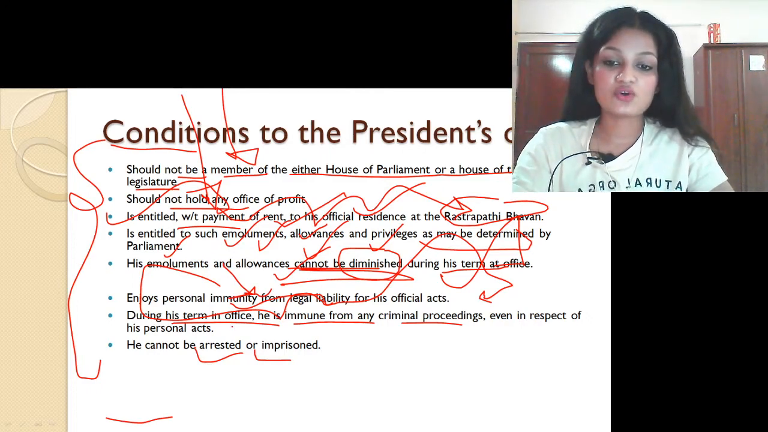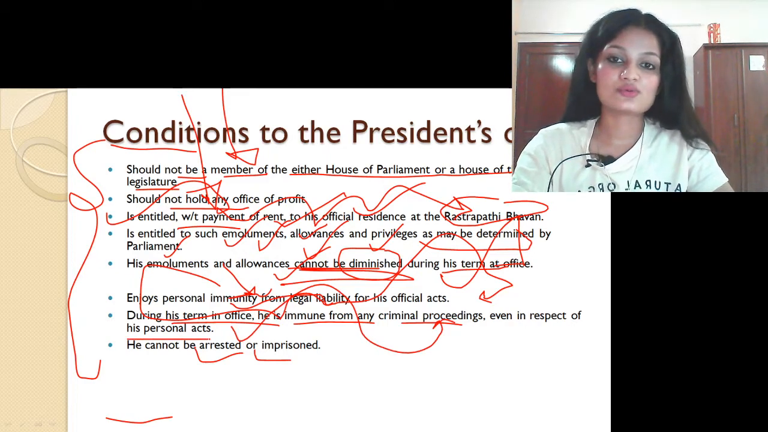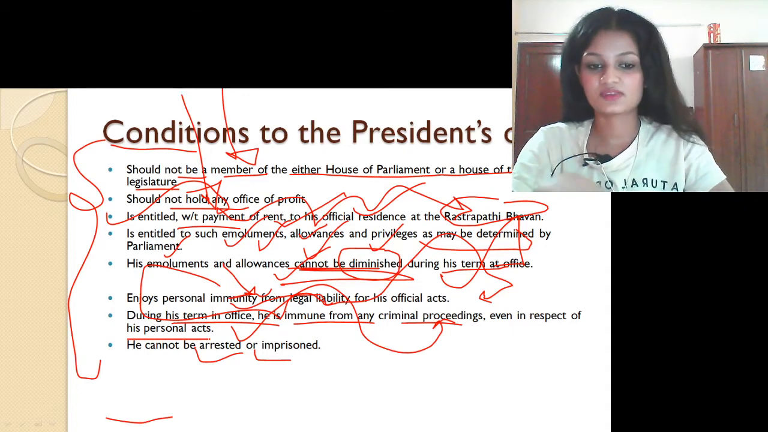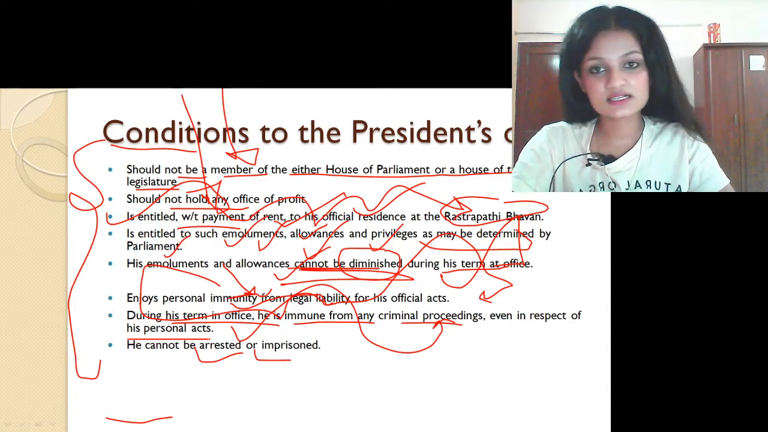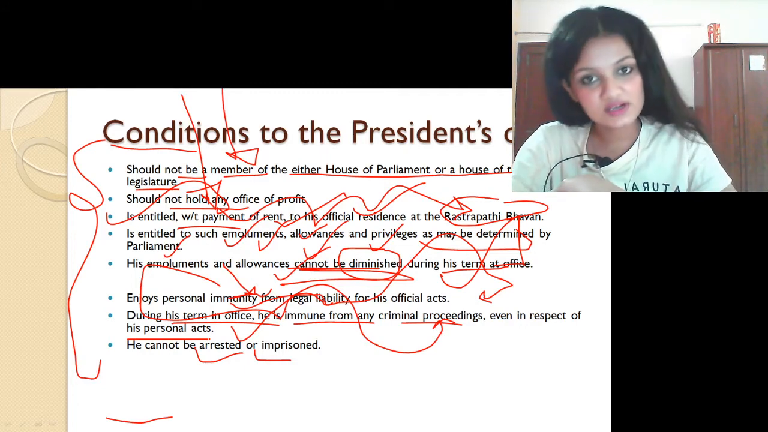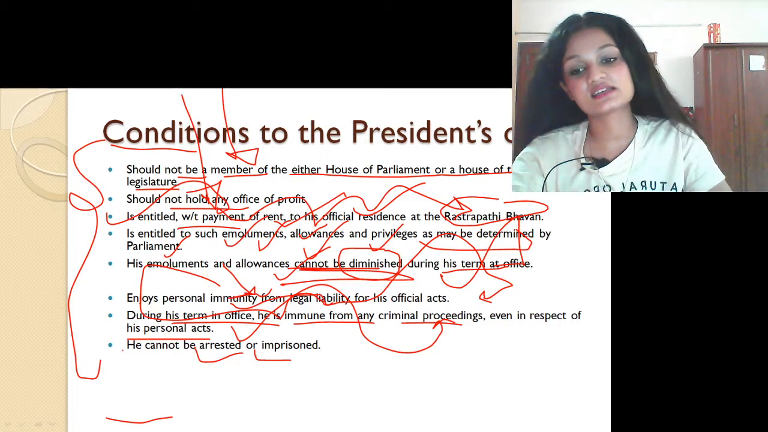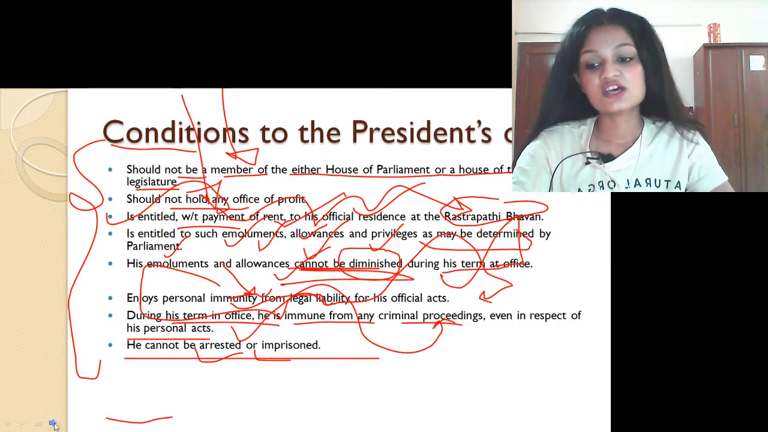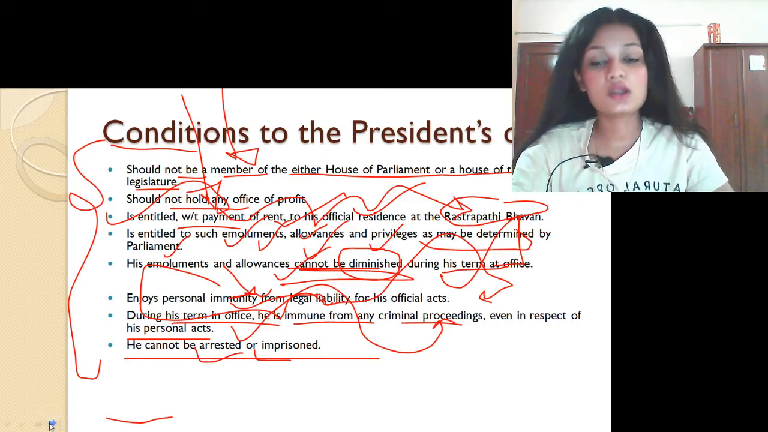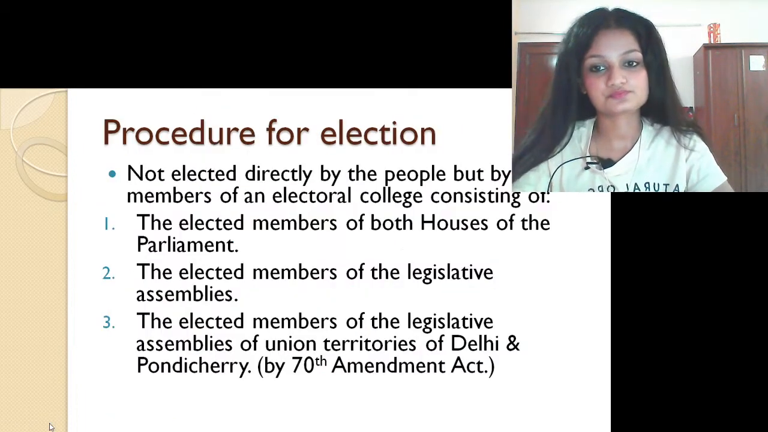During his term in office, he is immune from any criminal proceedings, even in respect of his personal acts. So you cannot drag the president into any criminal proceedings in both his personal and also his public life, because he cannot be arrested or imprisoned. So he enjoys a lot of immunity when he is in the office.